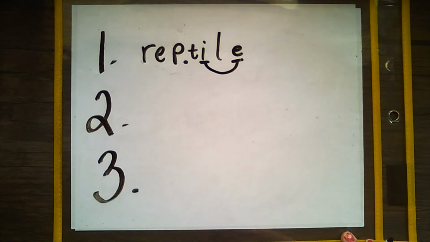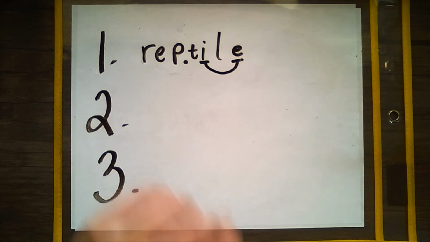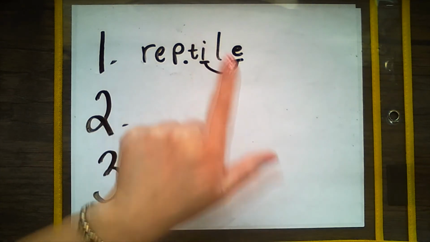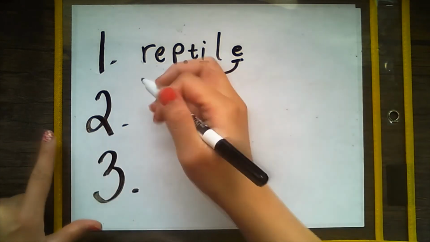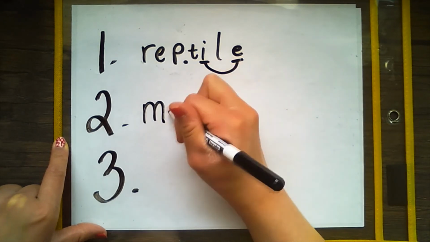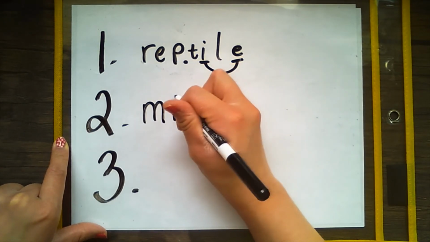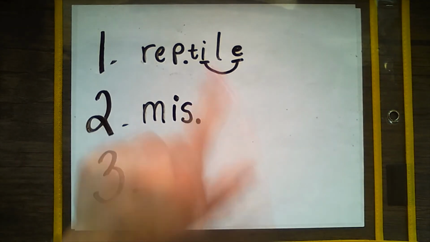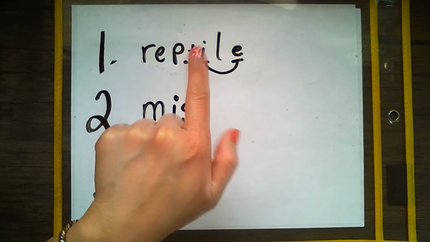Number 2, our word is mistake. I didn't mean to make a mistake on my test. Say mistake. First syllable, miss. And my friends, this syllable has a schwa, so use this spelling. It's not going to be an E, it's going to be an I. Miss. Okay. And then second syllable, take.